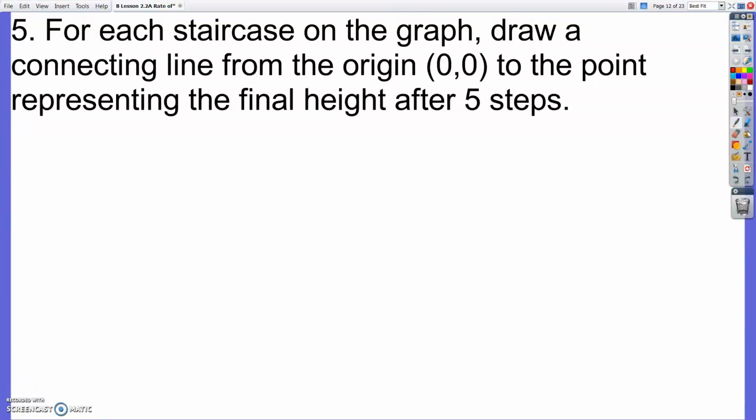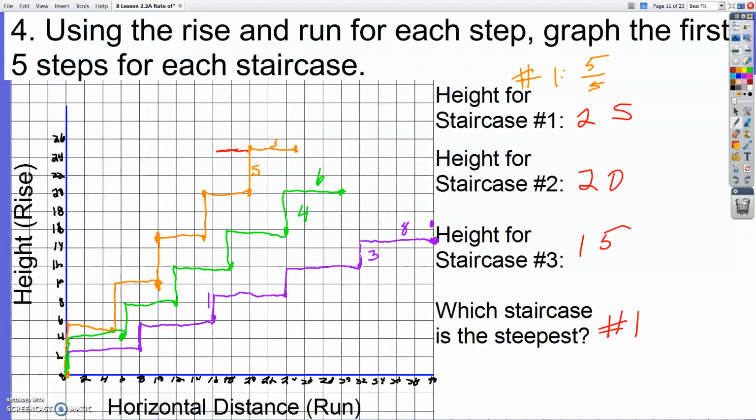Alright guys, so for part 2, we actually just answered number 5. So it says make a staircase. One more time, let's look at the staircase. In orange, it was the 5 over 5 with a height of 25. Second staircase had a height of 20, which had the ratio 6 over 4. And the final one had a staircase of 15, which is actually the second staircase of a height of 15.